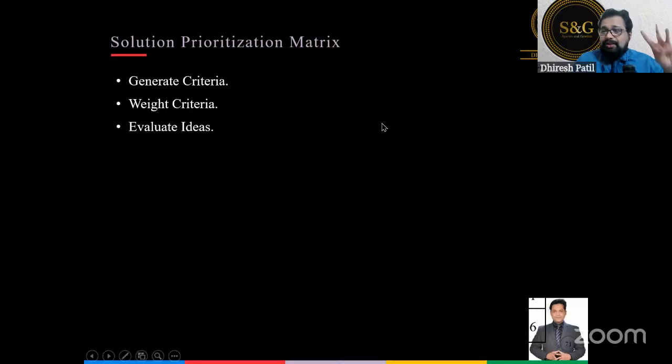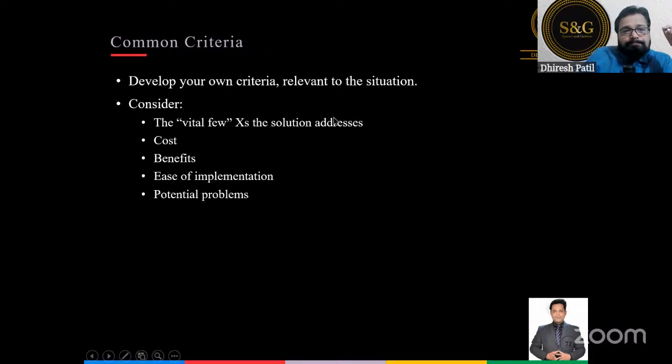There are 3 very simple steps. Generate criteria, give weightage to the criteria, and then evaluate the ideas and give ranking to the ideas according to the numbers. This is the first technique we are going to discuss, the solution prioritization matrix. At this stage, we already have a list of solutions in our hand. Now we are going to prioritize those solutions, and this is the technique for that. So how do we generate criteria?